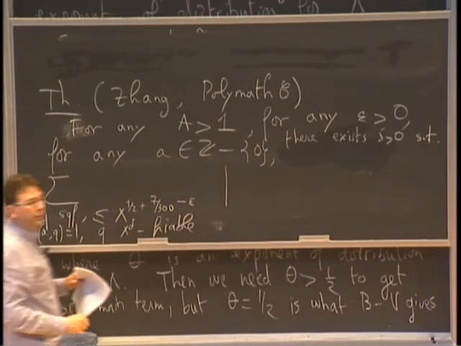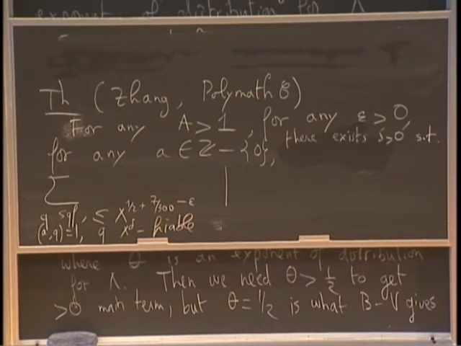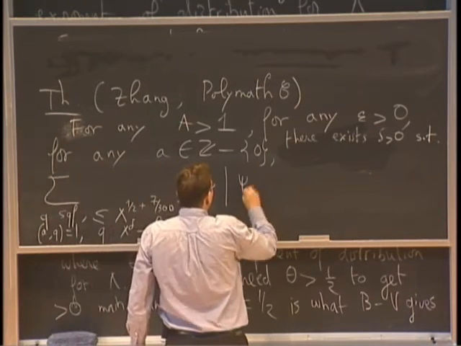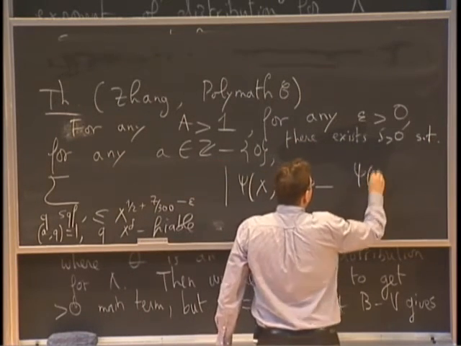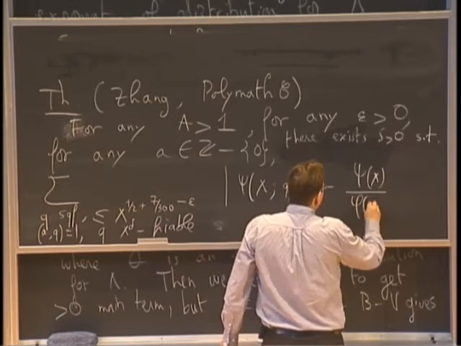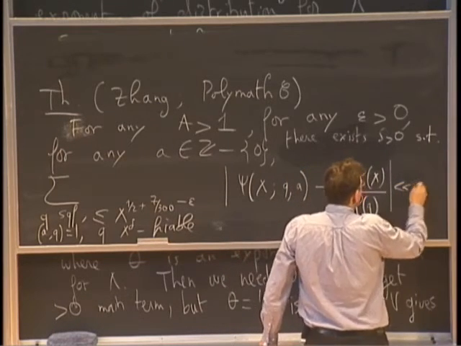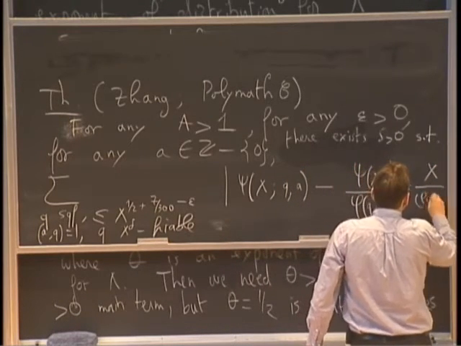And in fact, you can put the absolute value. So this first observation somehow is more like a psychological thing. It's more the fact that you can take friable integers that's crucial in this argument. So I'll just write it this way: psi of x, q, a minus psi of x over phi of q is less than x over log x to the A.